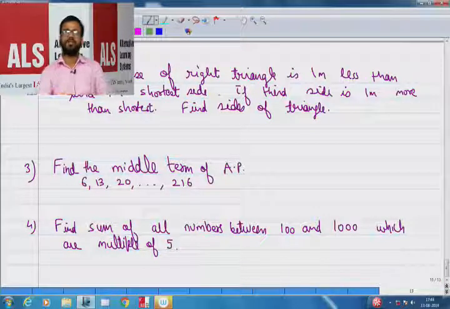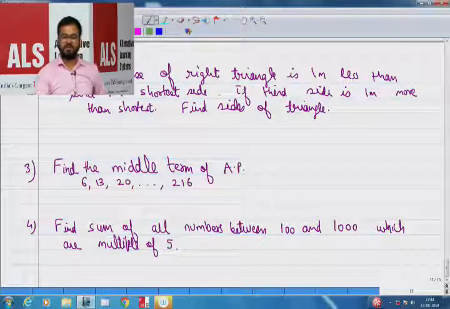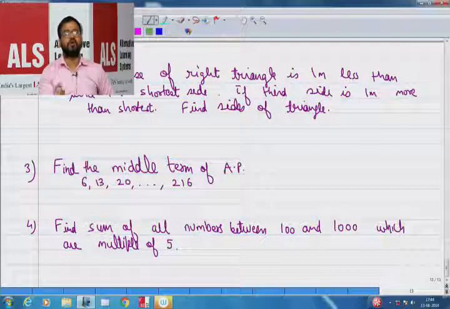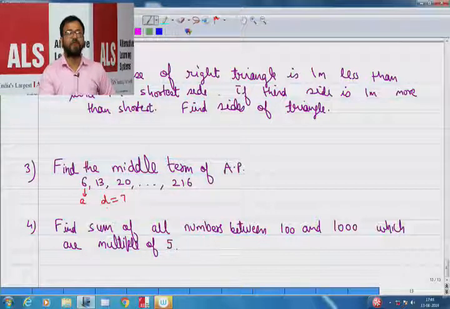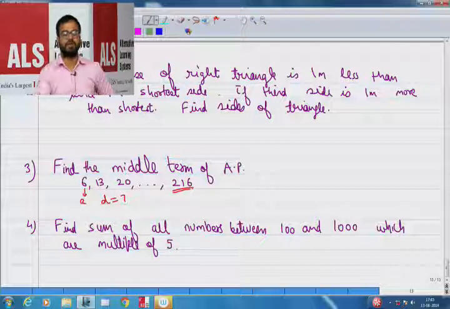No, 29 is not the middle term. See, to get the middle term, first of all, you have to figure out how many terms there are in this AP. You can see the first term is 6 and the common difference D is 7, and the last term is 216. So first of all, you have to figure out how many terms there are. The formula for the last term is a plus n minus 1 D.